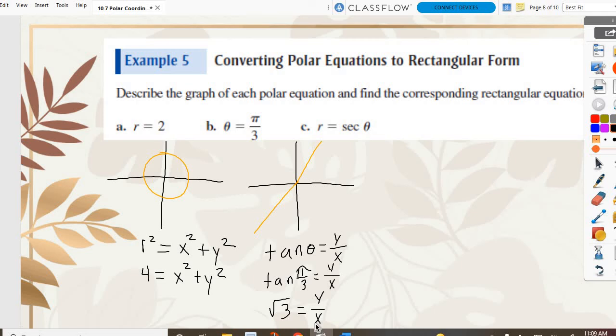Y equals stuff. So how would I solve for y here? Oops, that should be square root of 3. What is our intercept there? 0. What is our slope? Square root of 3, right? Which makes sense because we're going through 0, 0, and then we have a slope of square root of 3. Now, what about on our last one?